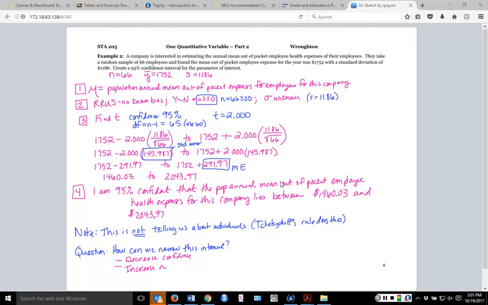So now that you've seen an example of a confidence interval in class together, next time we'll do another hypothesis test and a confidence interval example together.